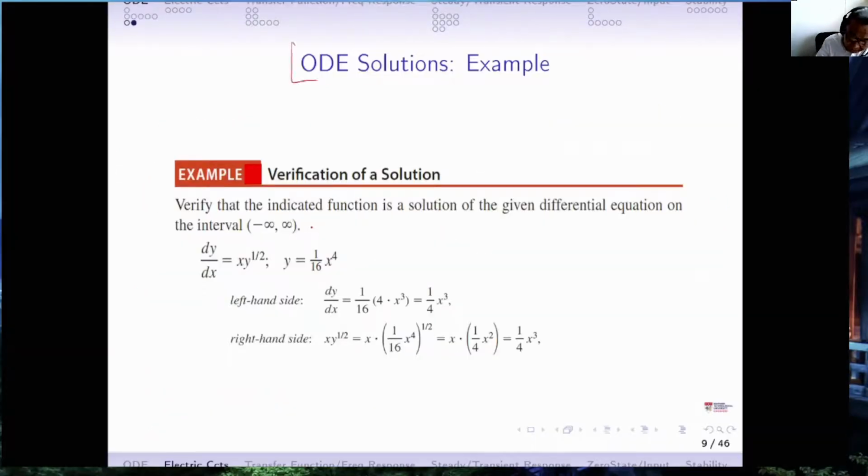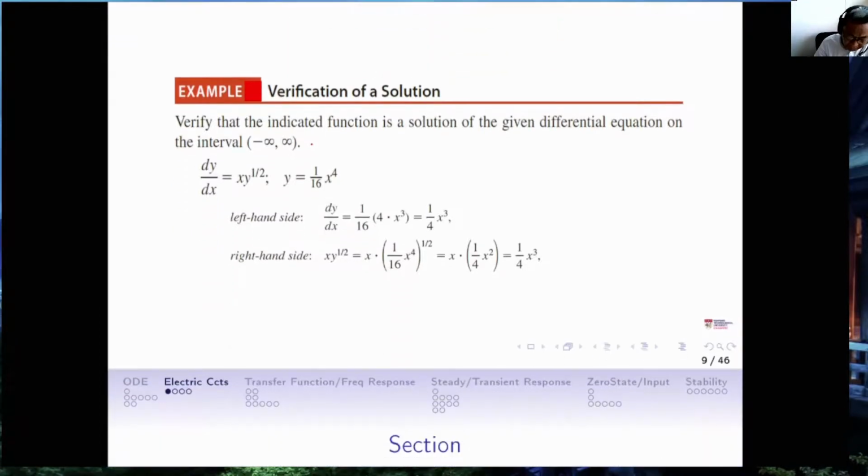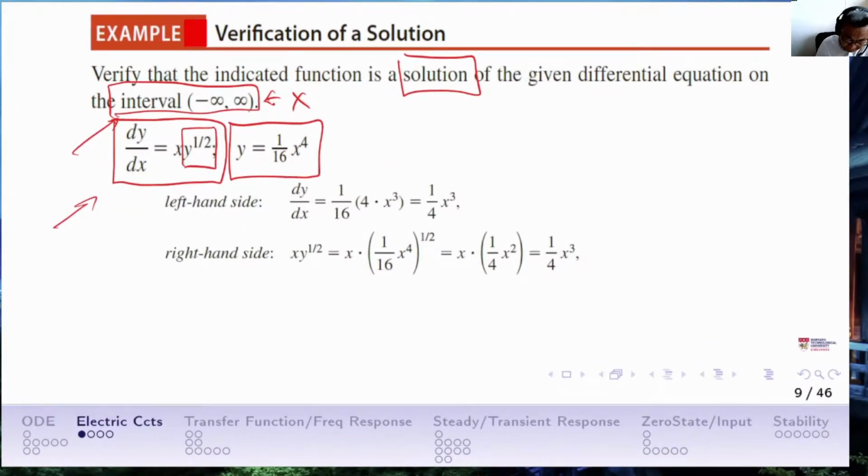Okay, this is my last example for ordinary differential equations. We're saying find the solution that exists for this interval, the entire interval on the real line where x goes from negative infinity to positive infinity. And we're told that dy/dx equals this guy. Also, this is actually a non-linear differential equation because we have these terms here. But never mind, we are just asking ourselves to prove it, because we are already given the solution: y equals x to the power 4 divided by 16.